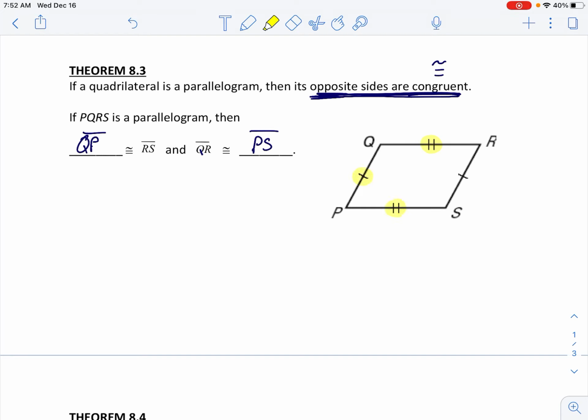So the opposite sides are congruent. That's why they have the tick marks. So that's the second thing we know about parallelograms. Opposite sides are parallel. Opposite sides are congruent, so they're the same length.